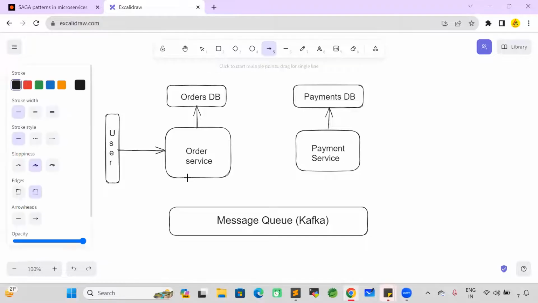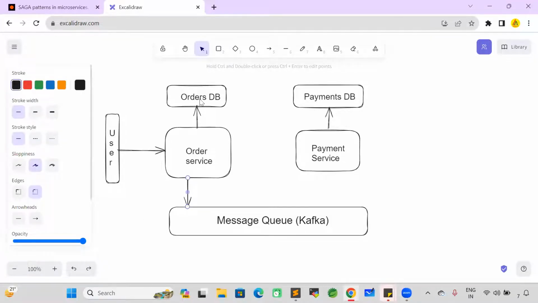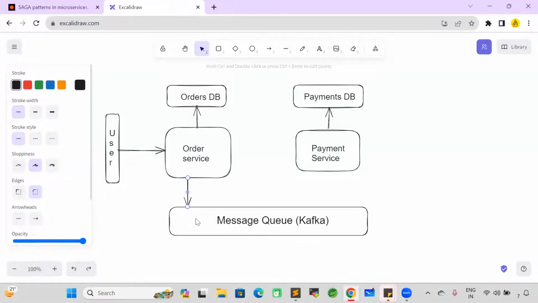Whenever the order is placed, the order service will publish one event to the message queue. Once the order is placed, the order will be stored in the orders DB: what products you have selected, what products you want to purchase. That order will be created in the orders database. Then the order-placed message will come to Apache Kafka, the message queue, and one event will be triggered.